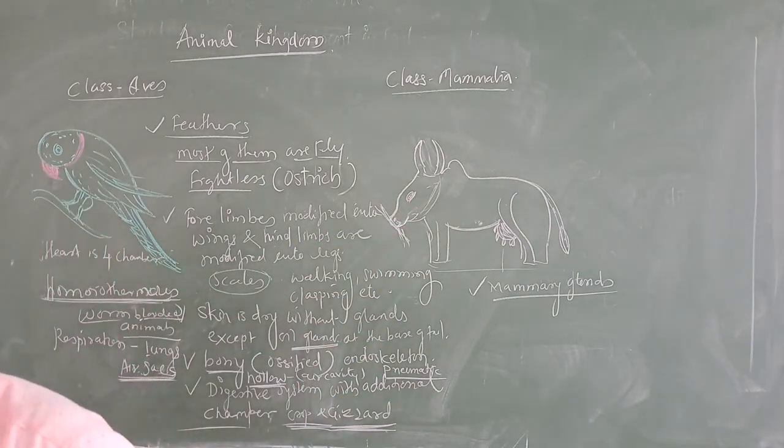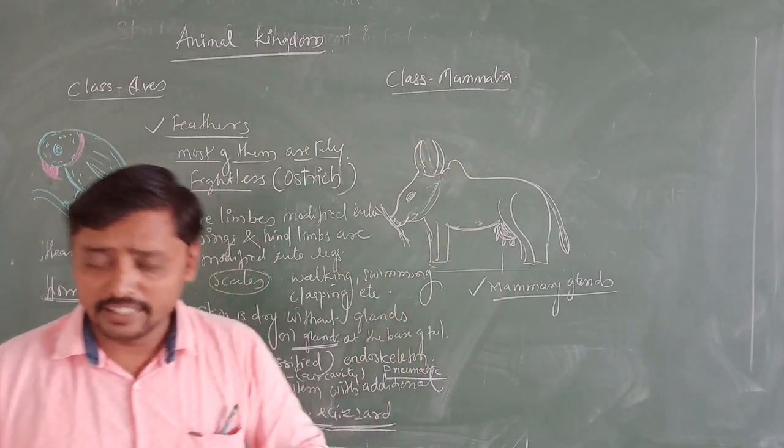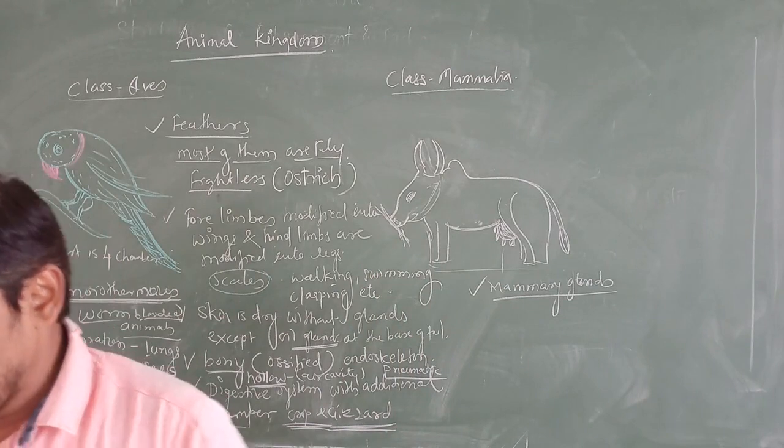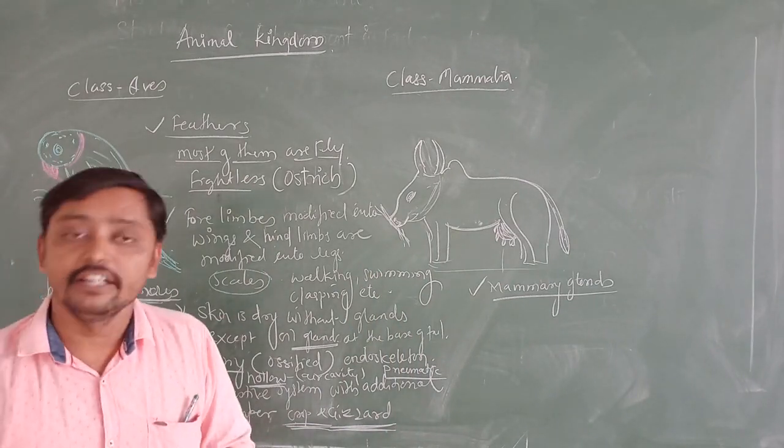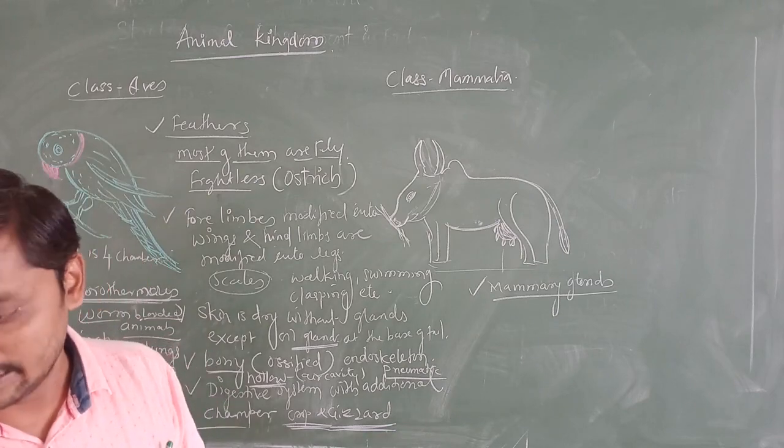And they have two pairs of limbs. They have two pairs of limbs, those are again modified for walking, running, climbing, burrowing, swimming, flying, etc.